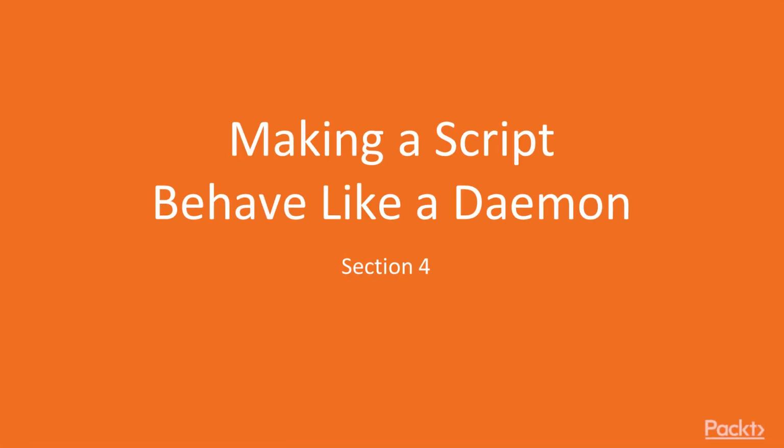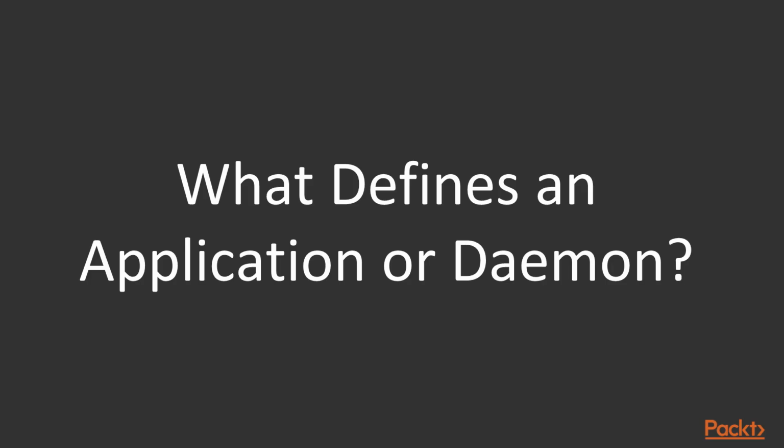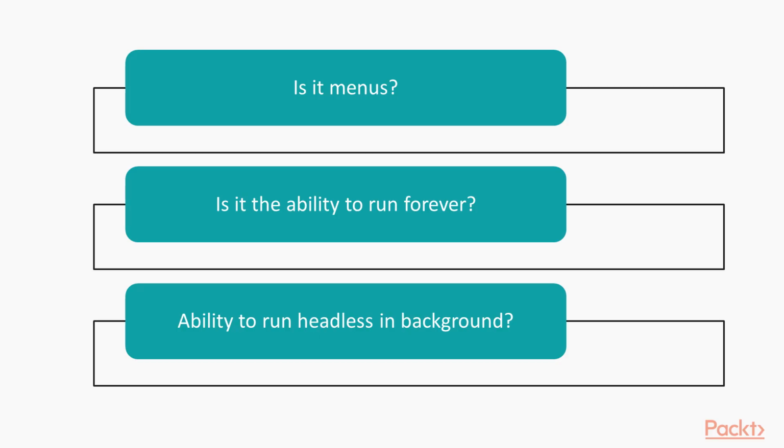Hi everyone. Let's start with the next section, making a script behave like a daemon. This section is about creating components that mimic application functionality, such as menus or a daemon. For that to happen, let's step back for a second and determine what defines an application or daemon. Is it menus? Is it the ability to run forever? Or the ability to run headless in the background?